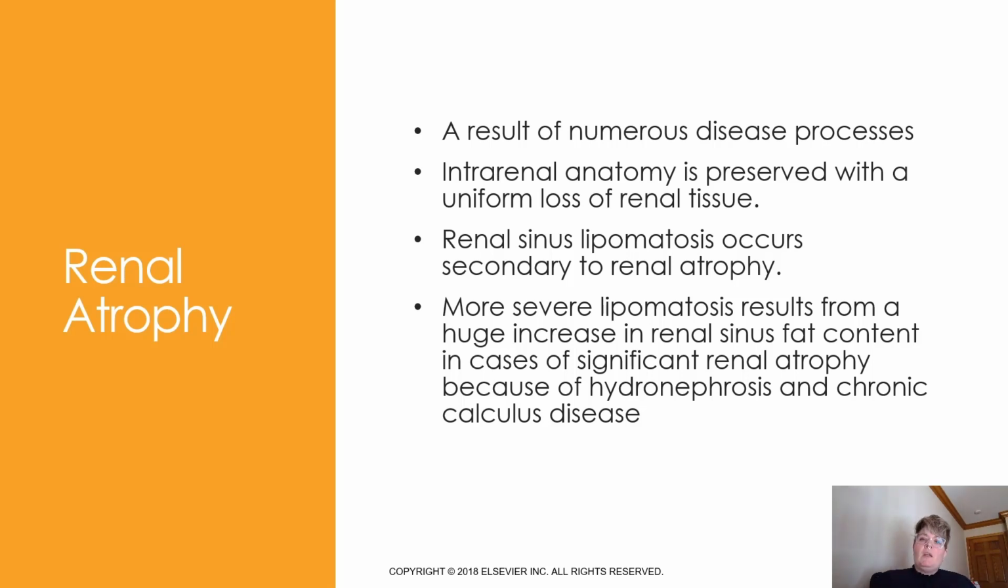and doesn't really want to work anymore. What ends up happening is the intrarenal anatomy is typically preserved, so that's going to be your medullary and your sinus. Those are typically preserved, but we're going to start to lose a lot of that cortical tissue. Another thing that we see quite often with renal atrophy is renal sinus lipomatosis. Now remember, we talked about this as a renal variant. It is something that we can see in very healthy kidneys, but it is also a response to renal atrophy.